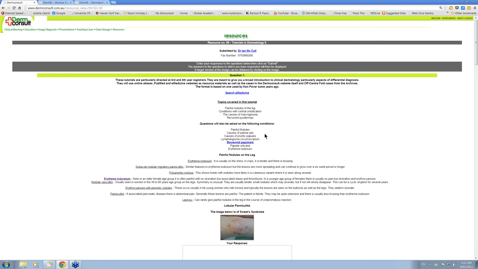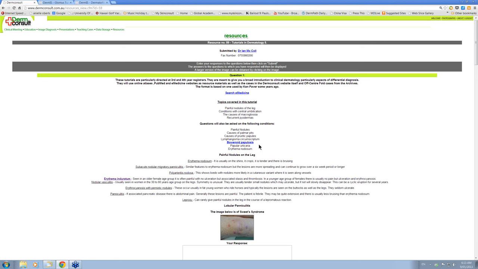And then we're going to look at some of these things: painful nodules, causes of palmar pits, causes of pruritic papules. God, that one's going to be a bit large. Lymphangioma circumscriptum, very distinctive lesion when you see it. Bowenoid papulosis, perhaps the opposite, not really a terribly distinctive lesion. In fact, if solitary, it can just mimic a seborrheic keratosis. It's only when there's multiple that you tend to think of this particular disorder.